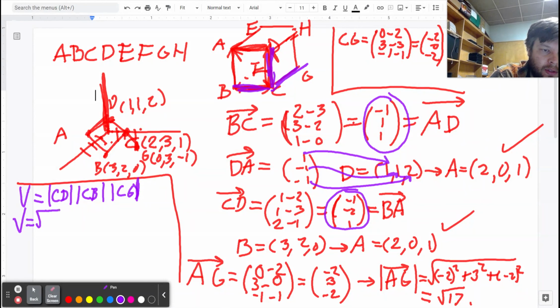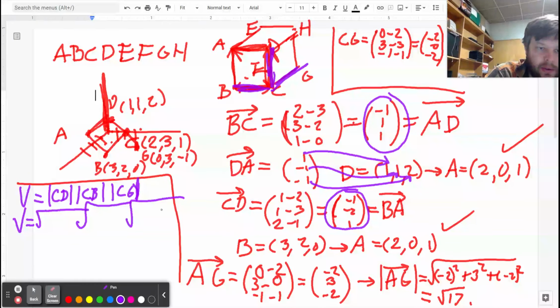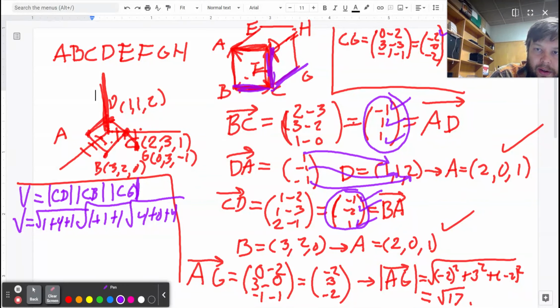Okay, so down here, when we're doing the volume, I'm just going to be applying the square root on each of those distance formulas. Square root, square root, square root. So for CD, it's going to be 1 plus 4 plus 1, because I just did -1 squared, -2 squared, +1 squared. For BC, it's just 1 plus 1 plus 1. For CG, it's 4 plus 0 plus 4. Right here, right here, right here.